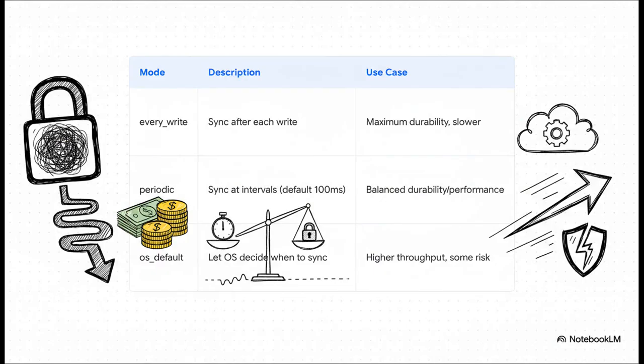But of course, that kind of safety has a cost: performance. So RusTs gives you control over that trade-off. You can force a sync to disk for every single write if you need maximum safety, which is perfect for financial data. Or you can sync every so often for a nice balance. You can even just let the operating system handle it if you want the absolute highest throughput. It's basically a dial you can turn, choosing between pure speed and absolute bulletproof safety.